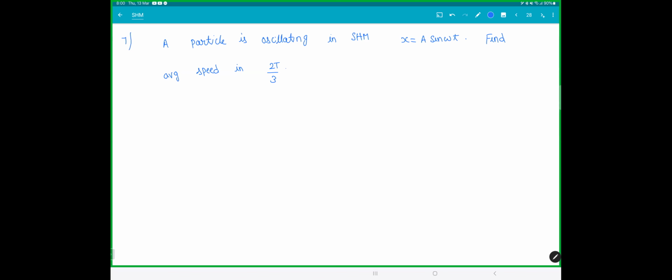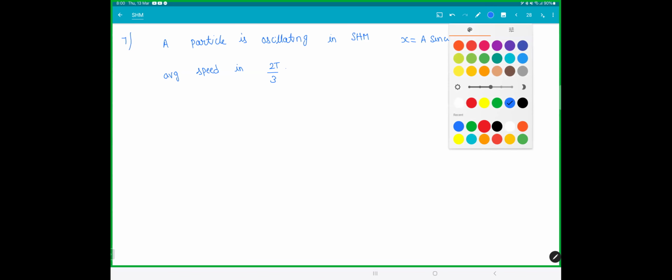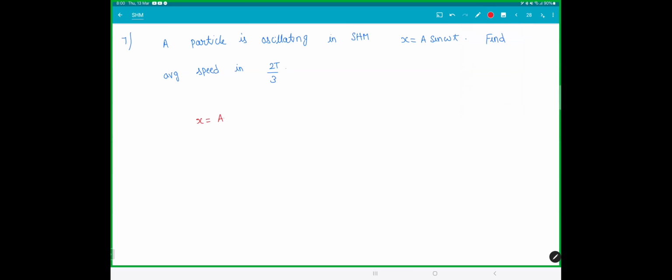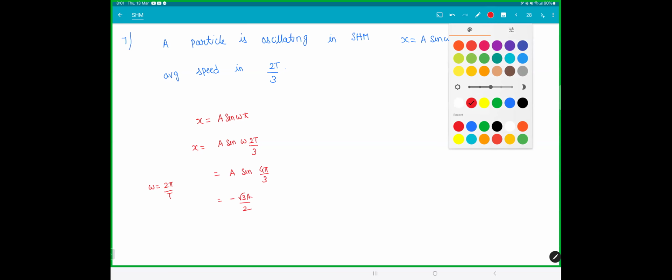So the most common mistake people make is this. x is equal to a sine omega t. They substitute the time there: a sine omega 2T by 3. And we know omega is 2 pi by capital T. So this would be a sine 4 pi by 3, which comes out to be minus root 3 a by 2. Right? So don't make this mistake. This is not the distance traveled, this is the position.